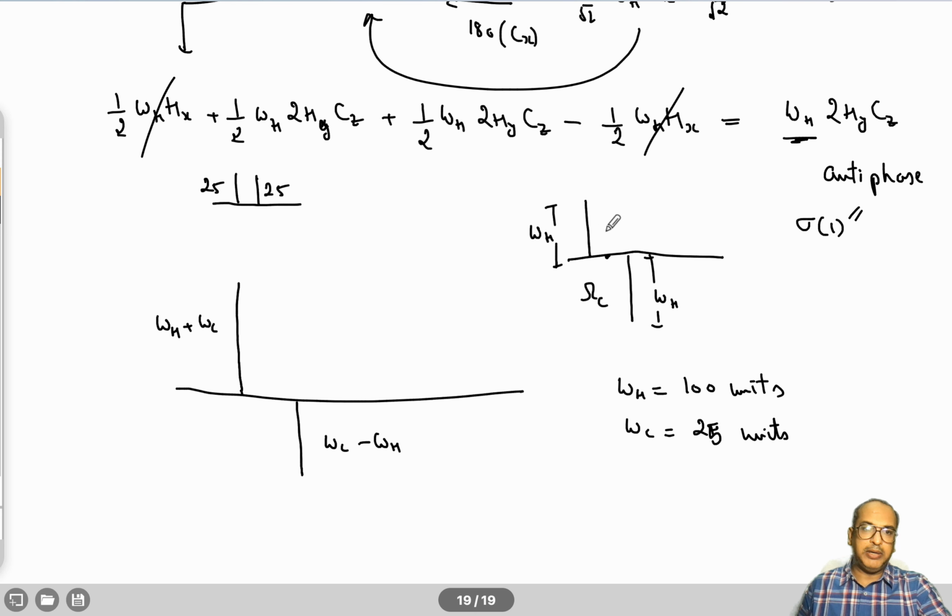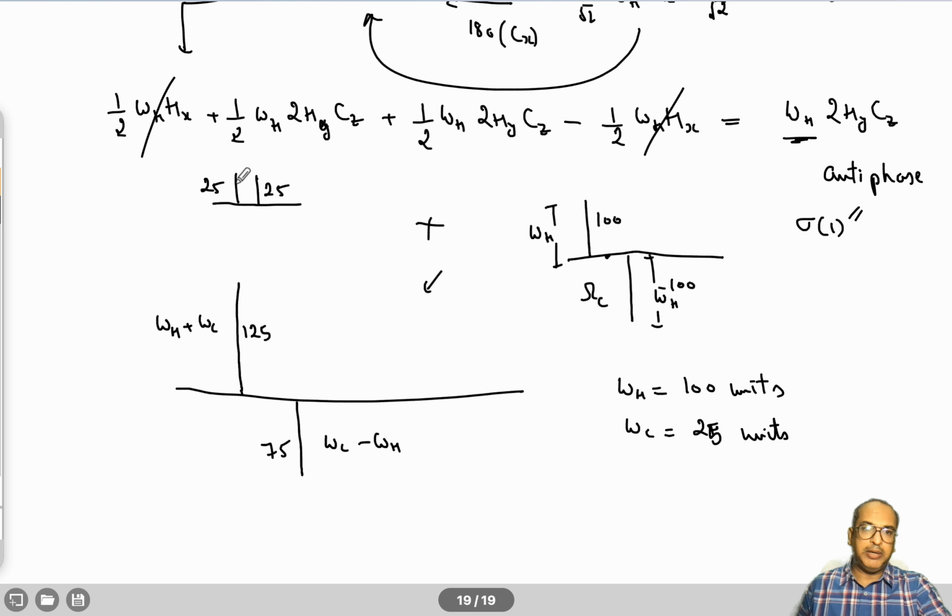The antiphase has the doublet intensity as 100 and 100, right? Minus 100 and plus 100, because it is proportional to omega h. Now the summation of these two spectra gives you this, which means that while this line is 125 units, this line is 75 units, right? So you have gained 5 times of that of one pulse experiment.